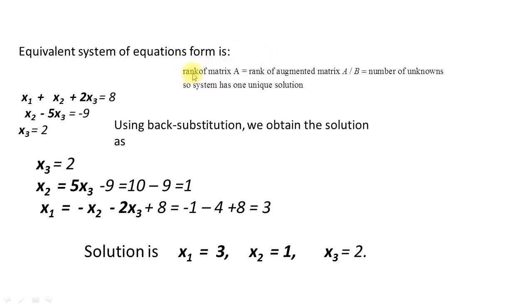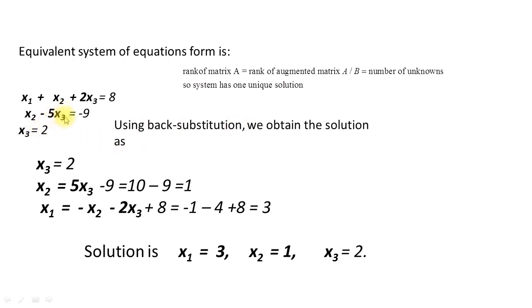In this echelon matrix, the rank of matrix A is equal to the rank of the augmented matrix, and is equal to the number of unknowns. So this system also has one unique solution. Using back substitution, we obtain the value of x3 as 2.